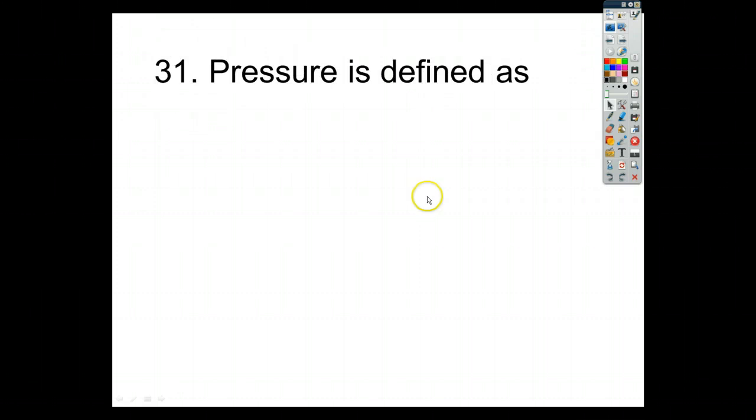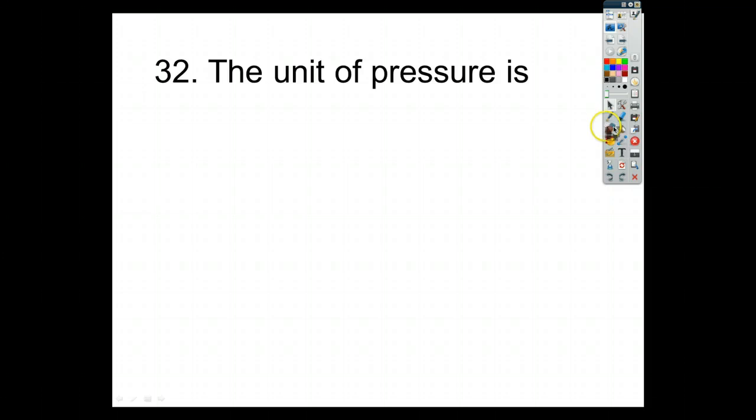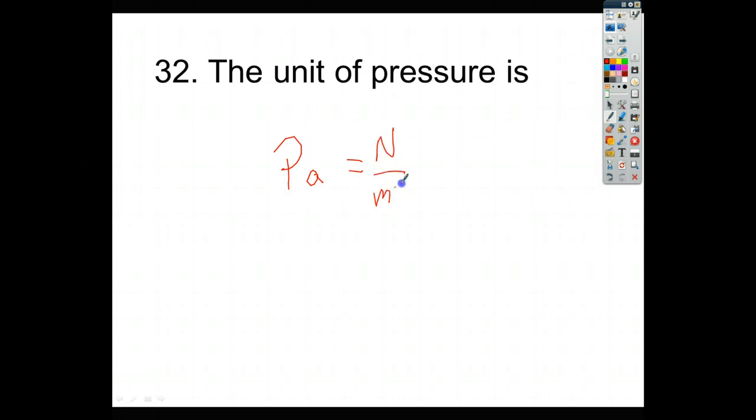Number 31 says pressure, basically here, is just defined as force per unit area, and we've done that equation before. Number 32 says the unit of pressure is, well, there's a couple ways to do it. We know that the ultimate unit is the Pascal, and that is equal to a Newton per meter squared. Same thing.